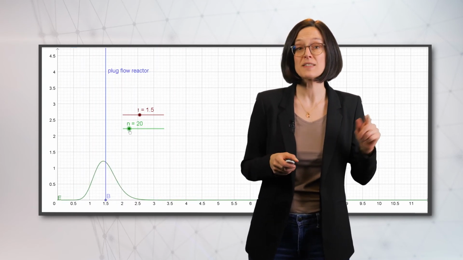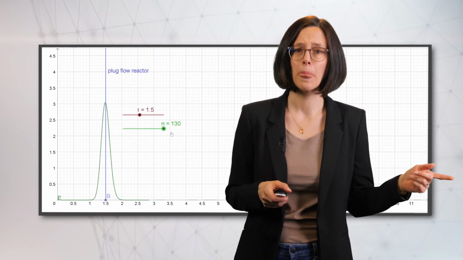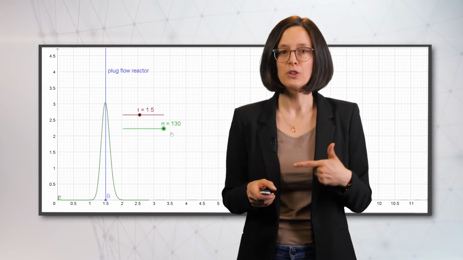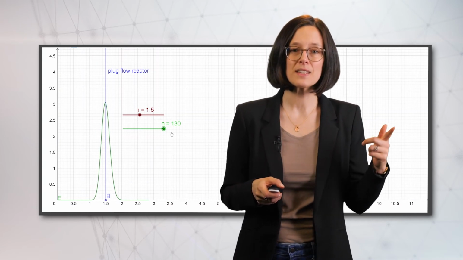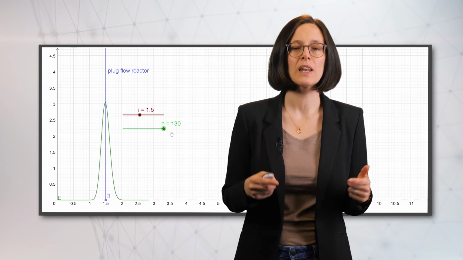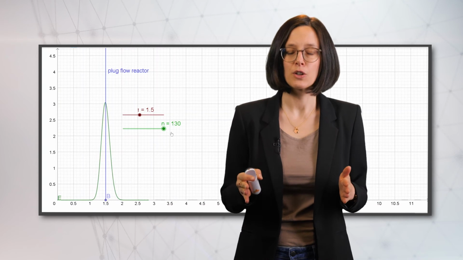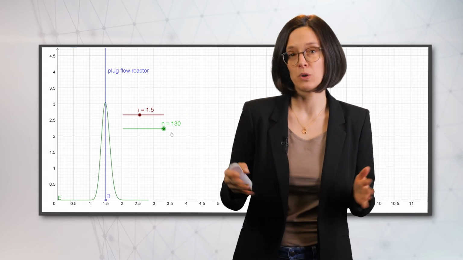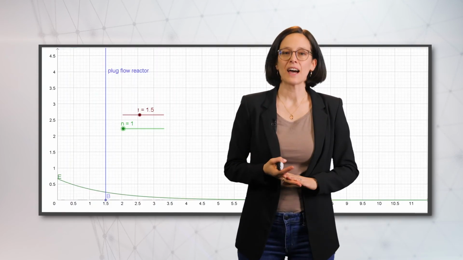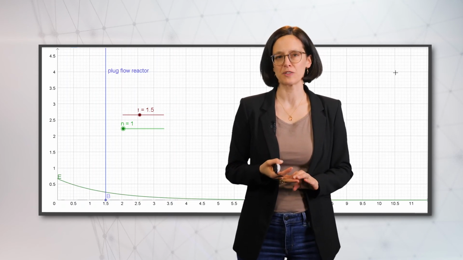For the sake of this example, I went to 130 tanks. So now looking back at the resulting curve, you can see that with an increasing number of tanks, the resulting curve looks more and more like the plug flow reactor. With an infinite number of tanks, the curve would look exactly like the one of the plug flow reactor. Let's now take a look at the influence of tau on the shape of our exit age distribution.